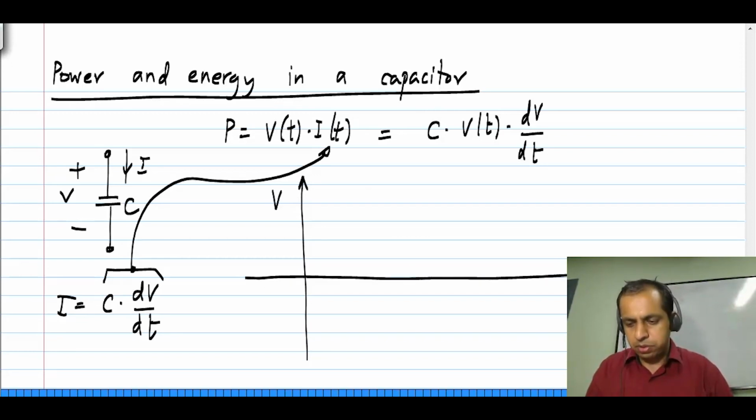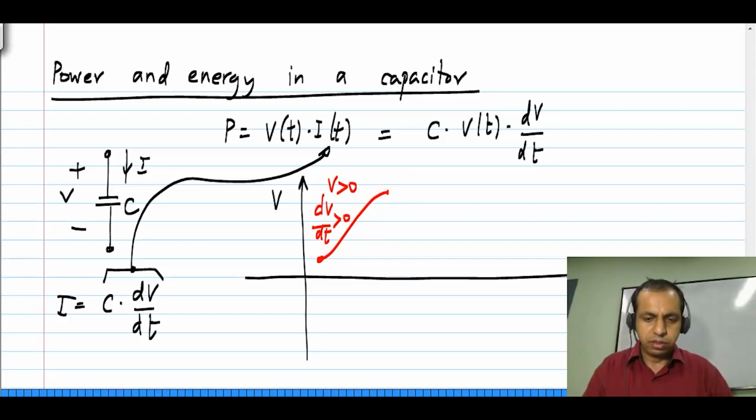Let's consider some voltage waveform. The voltage could change in this way versus time. Clearly here the voltage is positive and its derivative is positive. It means that there is a positive voltage here. On the upper plate there is positive charge, and that is increasing with time. So current has to flow in the upper terminal. So the current is also positive. So clearly this product here is positive and the capacitor is absorbing power.